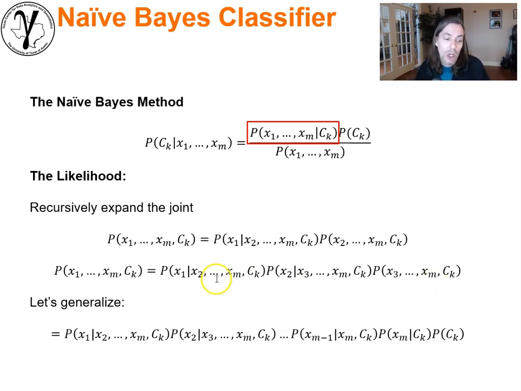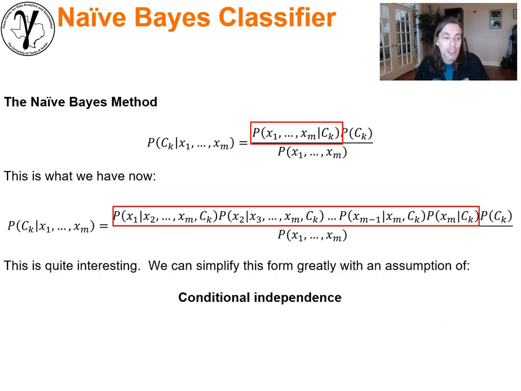If we take the general and generalize that expansion, it looks like this. The probability conditional of the first predictor feature given the remaining predictor features and the category, times the second predictor feature, conditional on or given the remainder of predictor features and the category, boom, boom, boom, all the way down to when we get to the last predictor feature conditional on the category, times the probability of the category. Okay, so let's go ahead and we're going to substitute that in.